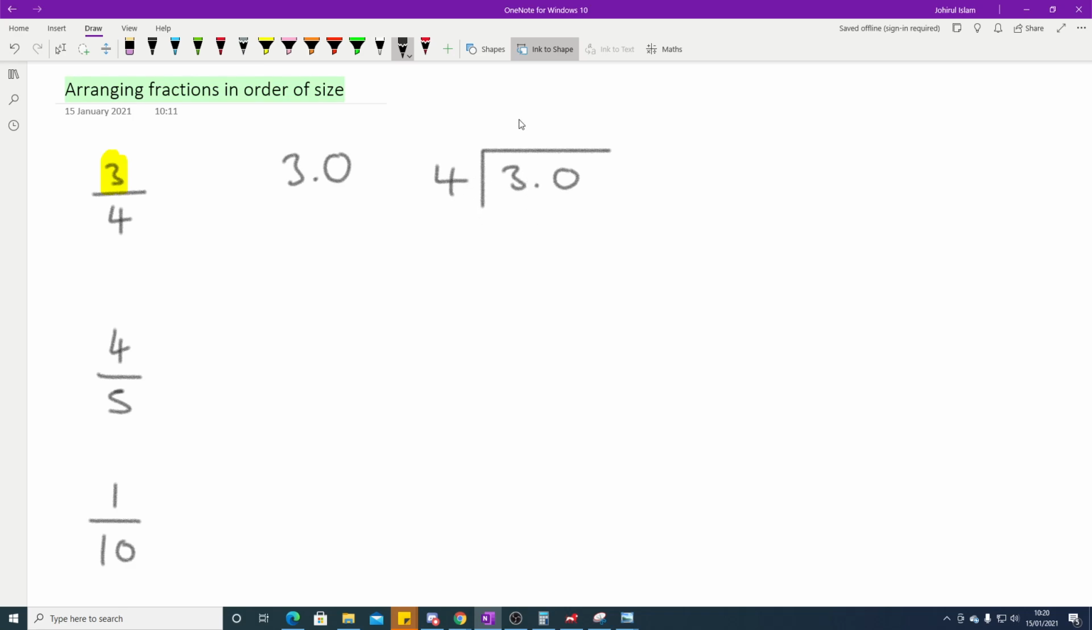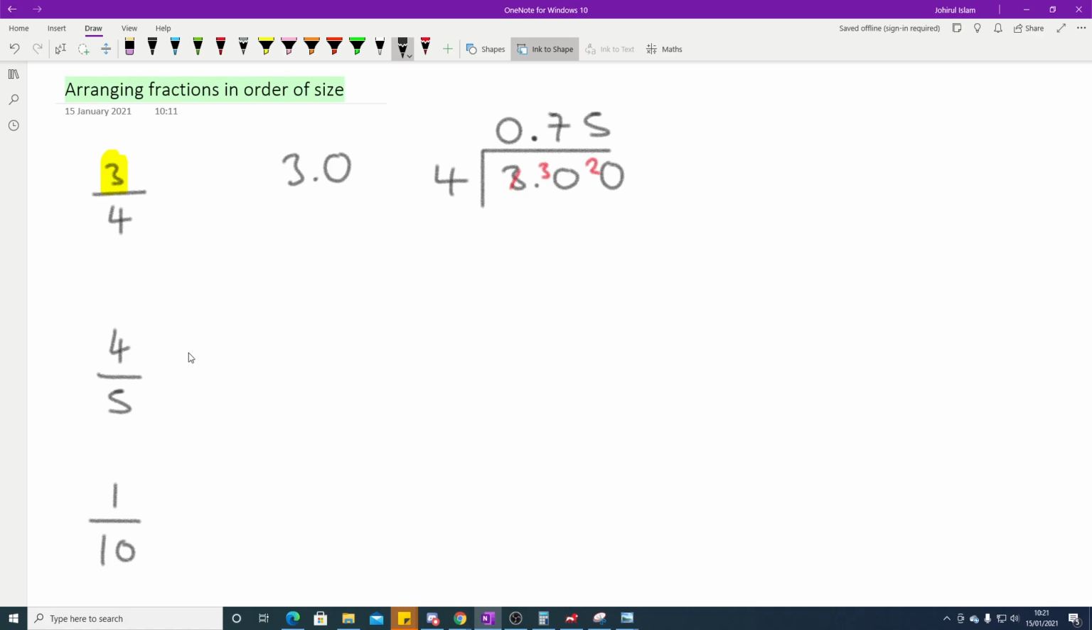So how many 4s go into 3? That's 0. We cross the 3 out here, put the 3 next to the 0. Make sure that the decimal point is lined up with the question. And then how many 4s go into 30? That's 7, remainder 2, because 7 times 4 is 28. Then we put the 0 next to the 2. And how many 4s go into 20? That's 5. Okay, so the first fraction is 0.75 as a decimal.